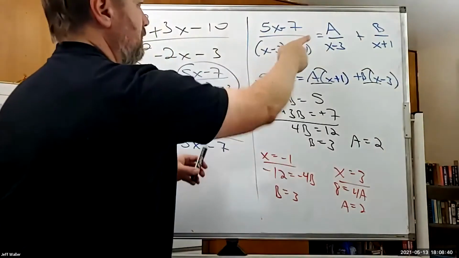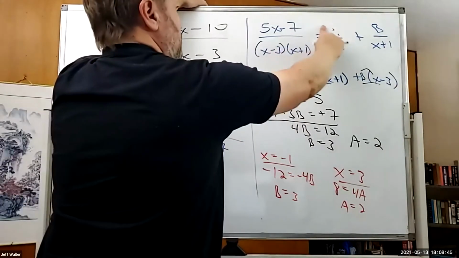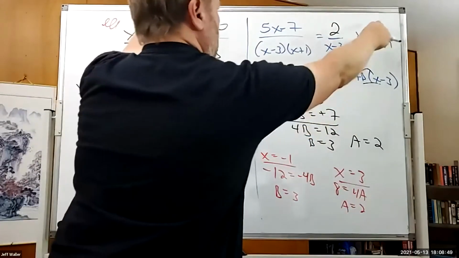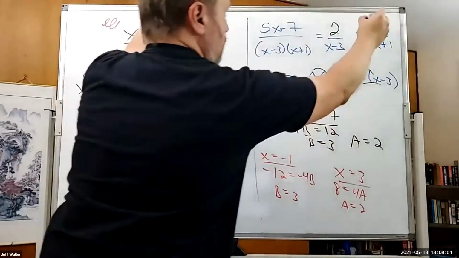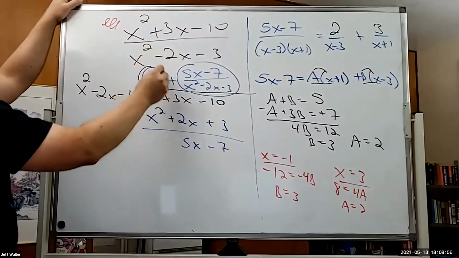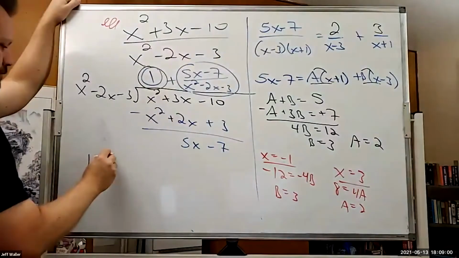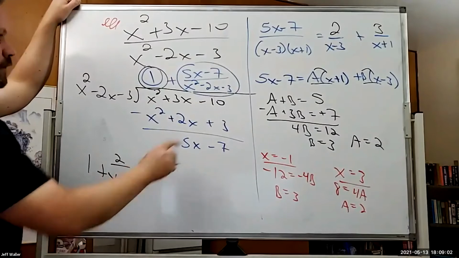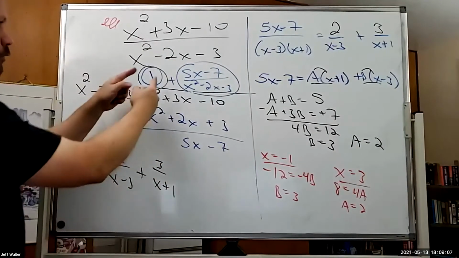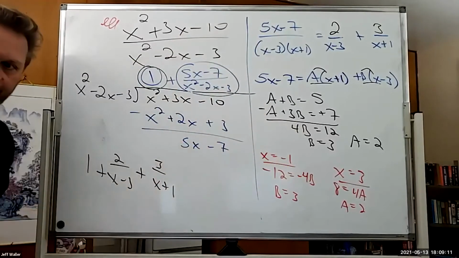Which tells me that 5x minus 7 over the denominator equals 2 over x minus 3 plus 3 over x plus 1. So what does this equal? It equals 1 plus 2 over x minus 3 plus 3 over x plus 4, maybe? So we broke the 1 out, and then we took this, worked with it, and broke it out.